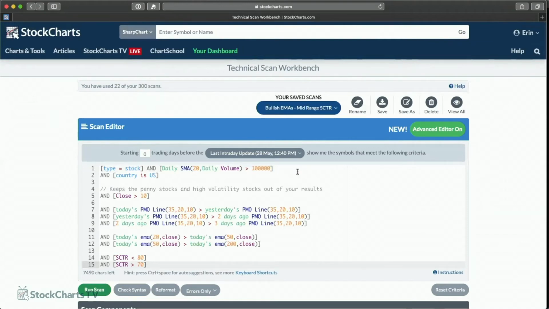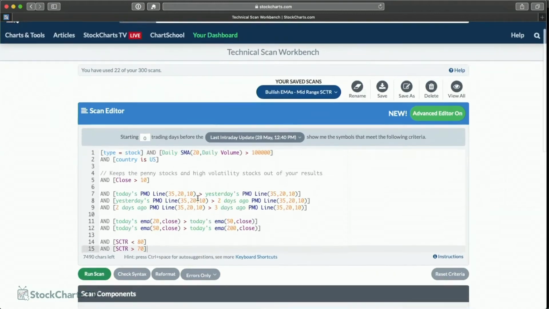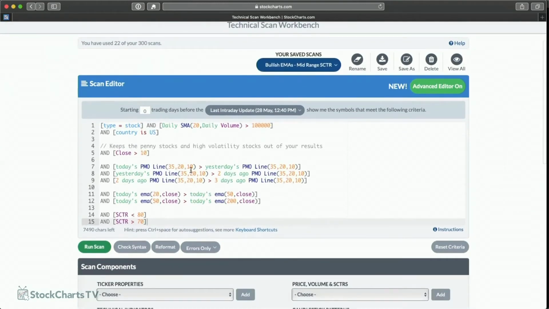That's my daily volume that I want. So I'm looking for something with an average volume above 100,000. I want to keep those penny stocks out, so I have it at a close above $10. And I have a PMO that's rising for 3 days right here.